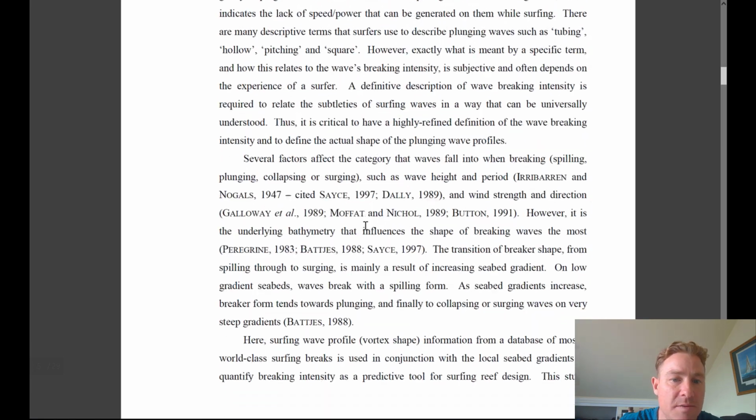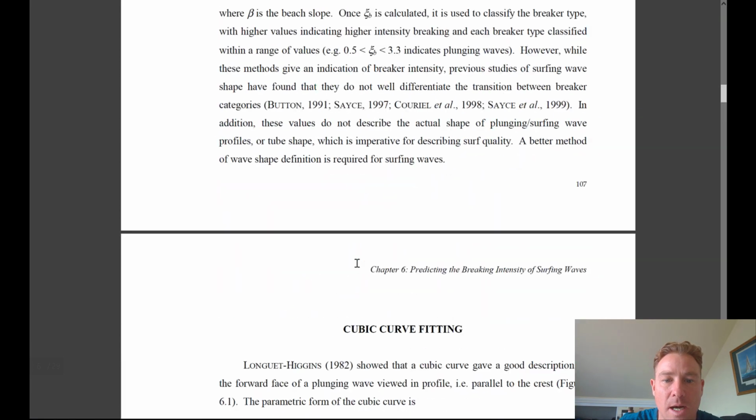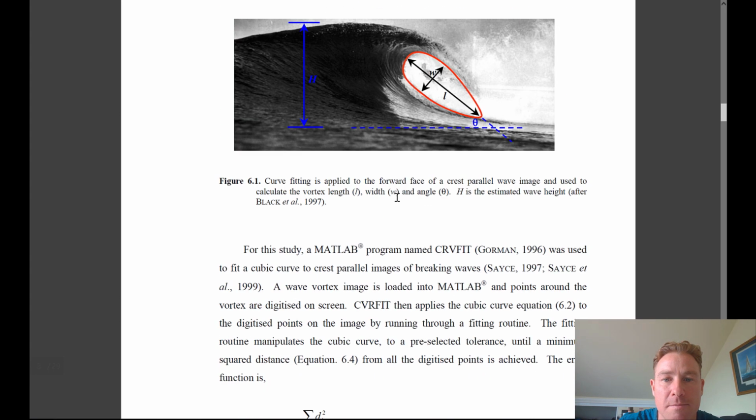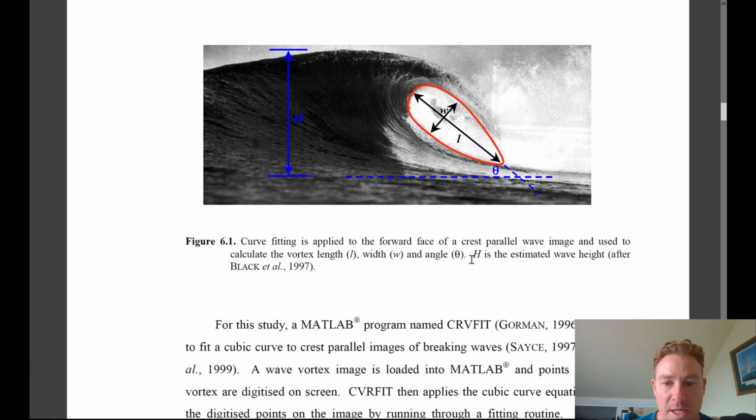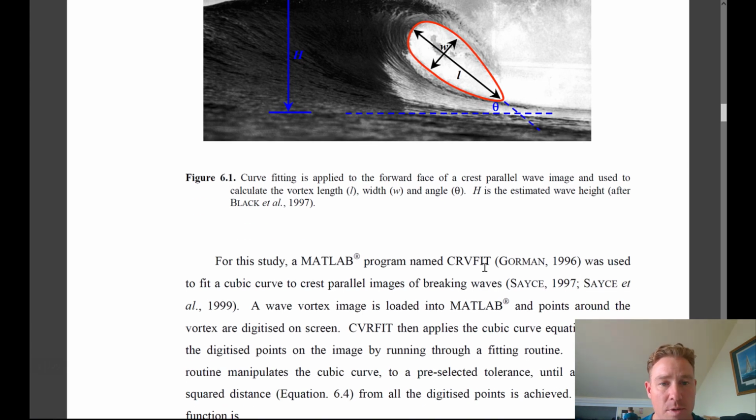And let's talk about some of the different things that they created to better figure out this relationship of orthogonal seabed gradient. So they used a program called MATLAB. I remember using this in my undergrad to fit a cubic curve to crest parallel images of breaking waves. This was back in 1997 when they started playing around with this. 1999 was another study, and then this one was finally published in 2001. But this is where they start to define this vortex ratio, and what they were trying to figure out in this study was, well, what is the relationship to breaking intensity?